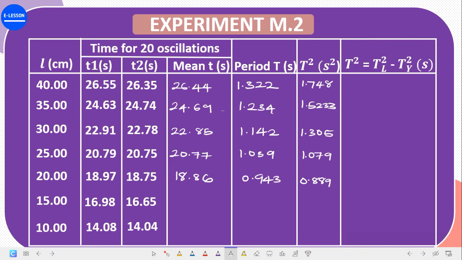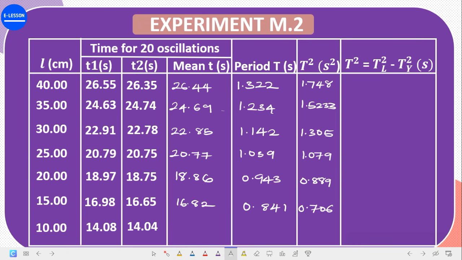Then the next is 16.98 plus 16.65, divided by 2 first. That will give us 16.82. Divide this one now by 20 to give 0.841. 0.841 squared is 0.706.